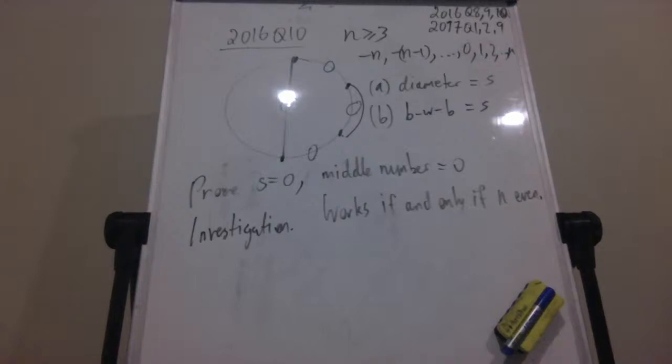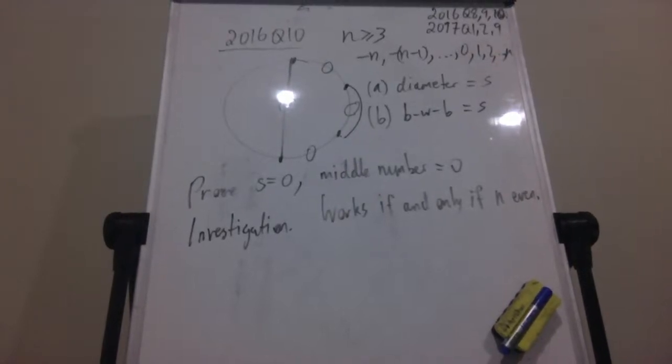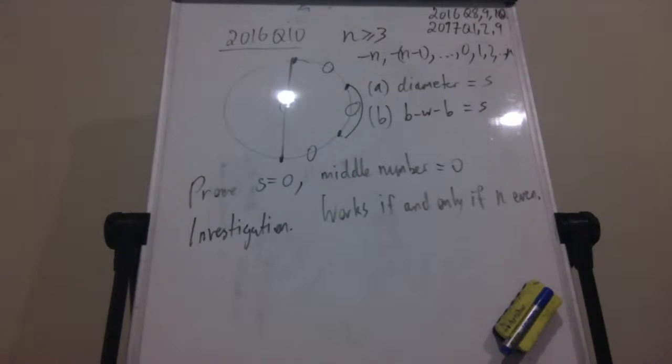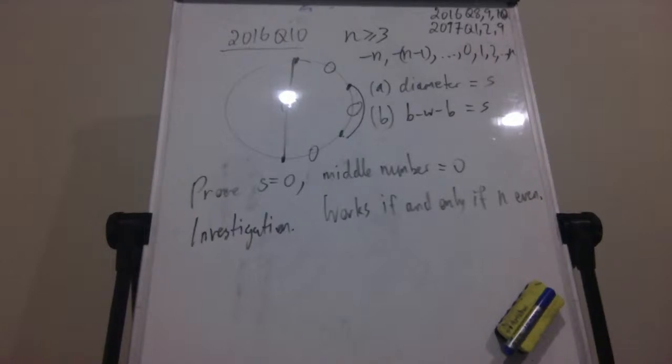What do you mean works? There is no arrangement if n is odd. So for example, if n is 5... no, with n is 3, how many dots are there? Well, there are 7 dots. Yeah. So there's no arrangement.